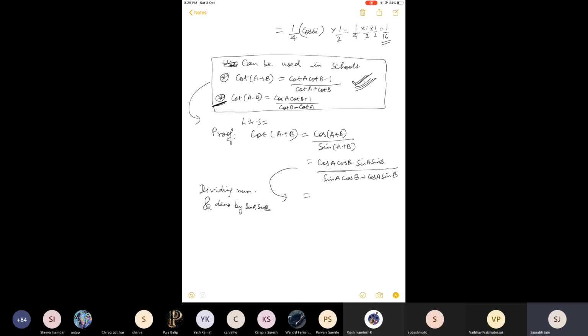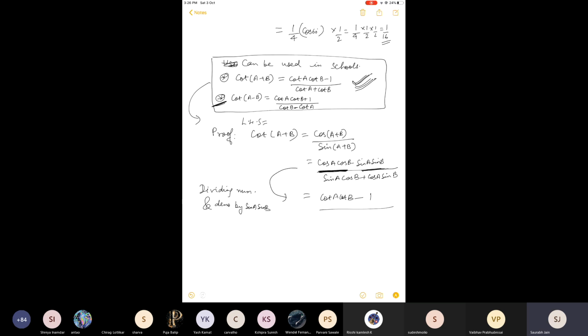See what will happen. Let us divide this term by sin A sin B. So cos A upon sin A is cot A. Cos B upon sin B is cot B. When I say divide numerator and denominator by sin A sin B, that means I will have to divide every term of numerator and denominator by sin A sin B. Basic rules of division. Minus. I have to divide this also by sin A sin B. What will happen? 1 will come.